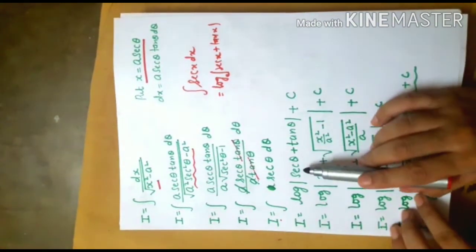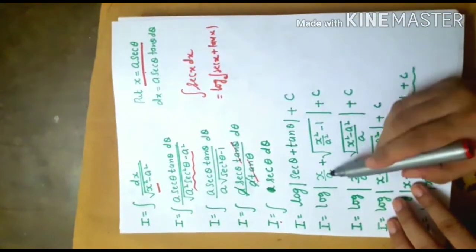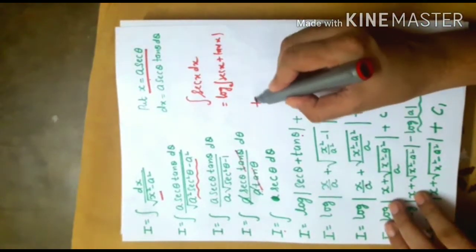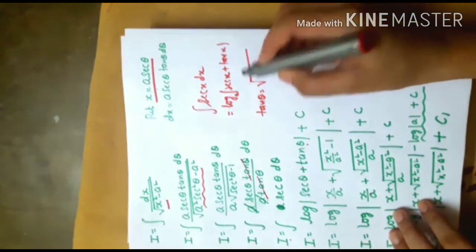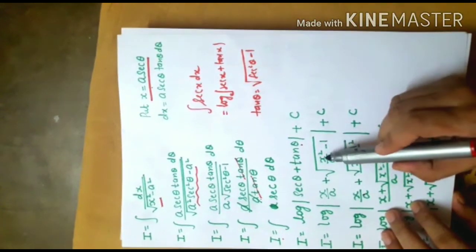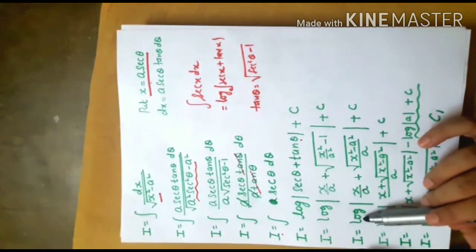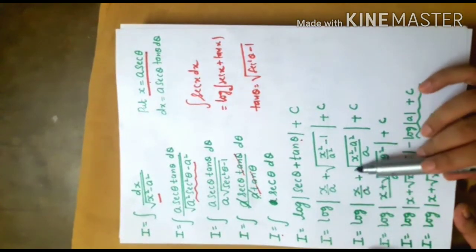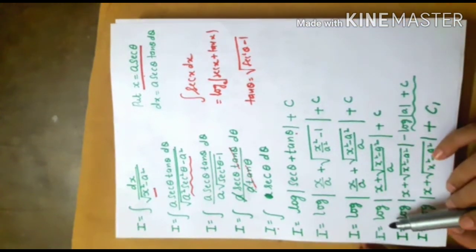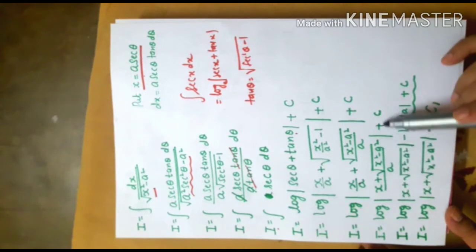Now replace it with original value. Yes, secant theta is x by a. Tan theta can be written as square root of secant square theta minus 1. So I'll get square root of x square by a square minus 1. On simplification, I'll get log x by a plus square root of x square minus a square over a plus c. That is log x plus root x square minus a square over a plus c.